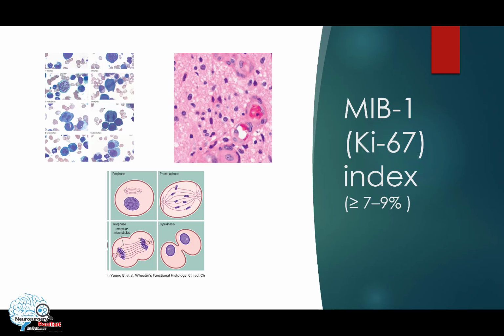They tried to invent a semi-quantitative score, which is MIB-1 or Ki-67, an antigen expressed in all phases of the cell cycle except G0. It's a valuable marker for cell proliferation, but it can only be used in fresh frozen specimens. And as I said, MIB is a monoclonal antibody against Ki-67, and we can see how much it can be used to compute the quantitative score. So if it's more than 7 to 9%, this is indicative of an anaplastic tumor.